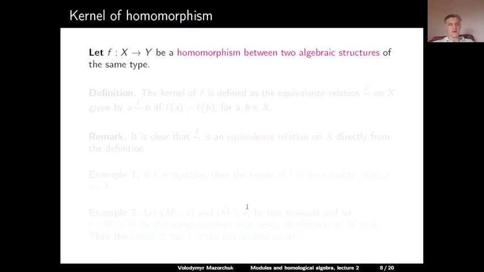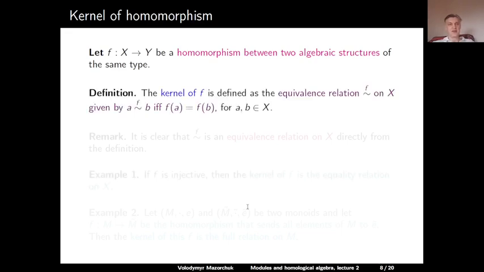Let f from X to Y be a homomorphism between two algebraic structures of the same type. Definition: the kernel of f is defined as the equivalence relation tilde with a superscript f on X given by the following. So a is tilde-f equivalent to b if and only if f of a is equal to f of b, for any a and b in X. Let us note that it is clear from the definitions that tilde-f is an equivalence relation on X.